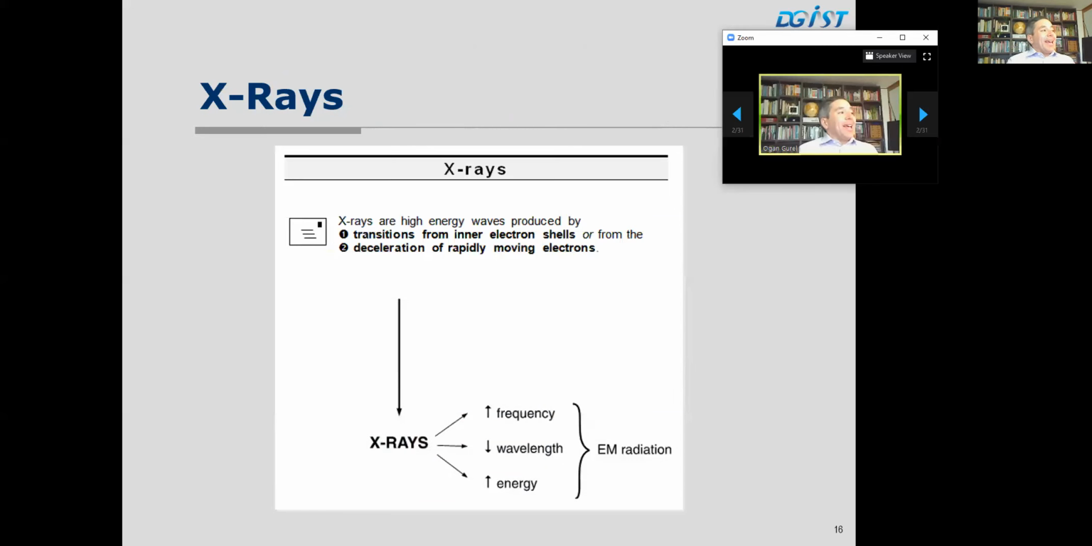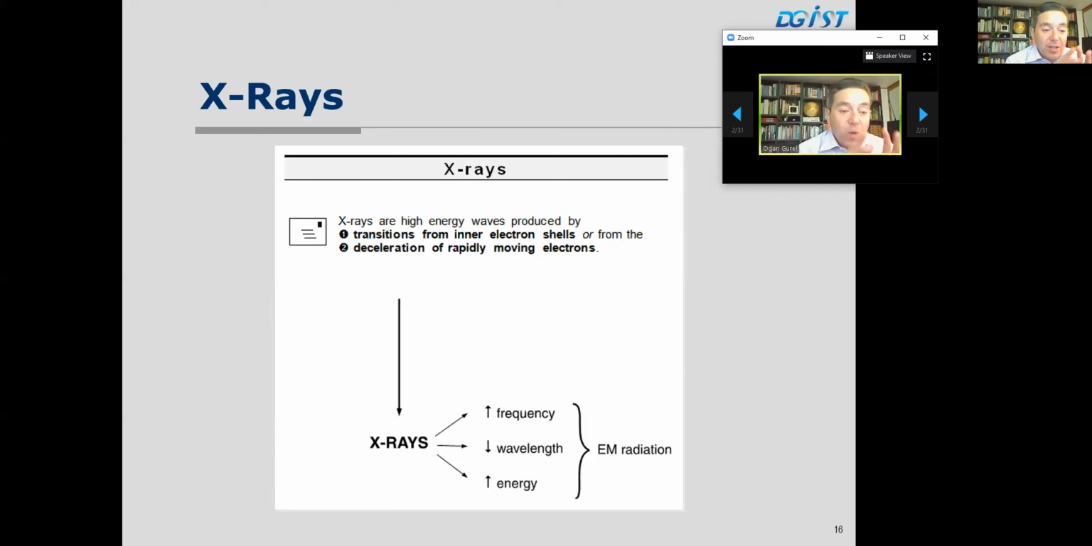So we talk about X-rays. We talked about radio waves, radio frequency ablation. X-rays, as you recall, are high energy waves produced by transitions from inner electron shells. As we had that slide about ionization energy, if we want to pull an electron away from an atom or a molecule, if that electron is closer to the nucleus, where there's a positive charge, it will be much harder to pull away. So X-rays are relatively high energy electromagnetic waves, so they interact with these inner electron shells.